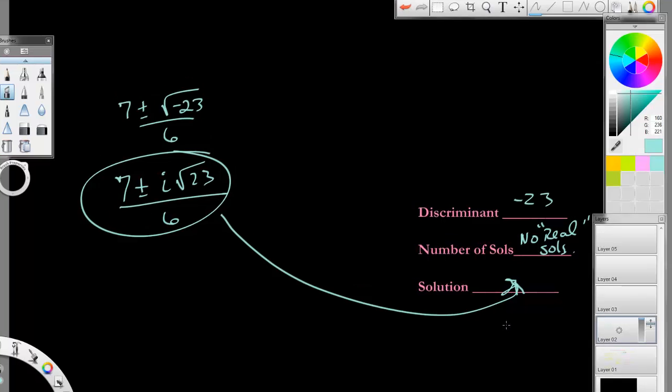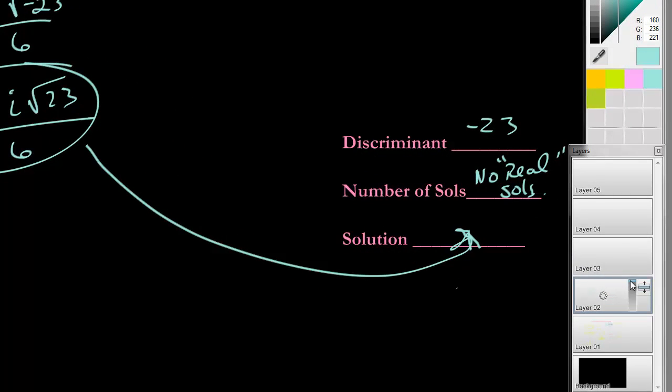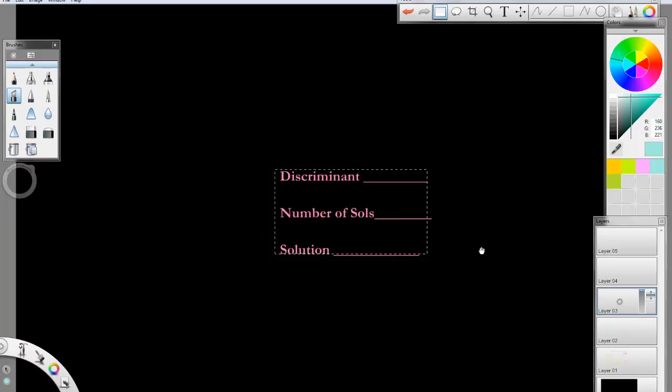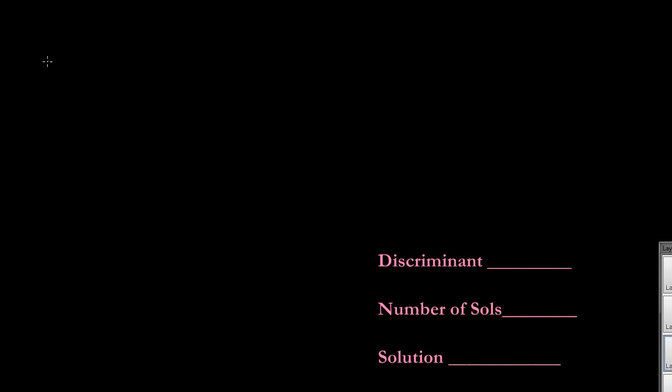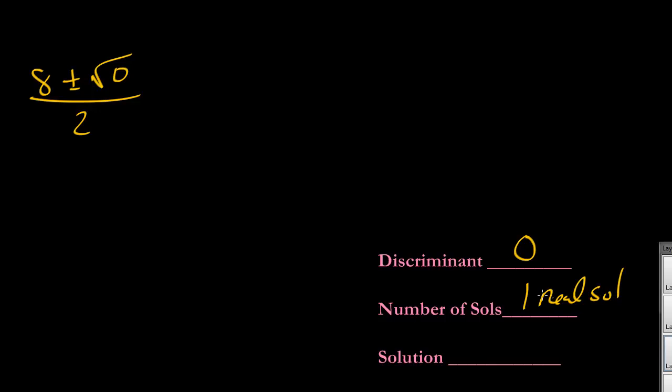Okay, I think that pretty much covers it. Actually, I would kind of like to do one more thing since I have this rolling here. And let me just make another box, move that over, and I'll do one more example like that. Let's say we had one that came out to be 0. Let's say it was 8 plus or minus radical 0 over 2. Okay, this time the discriminant would be 0. The number of solutions would be 1 real solution. And the actual solution would be like this. It would be 8 plus or minus, the square root of 0 is 0 over 2.